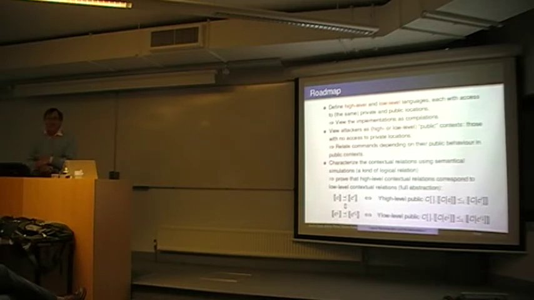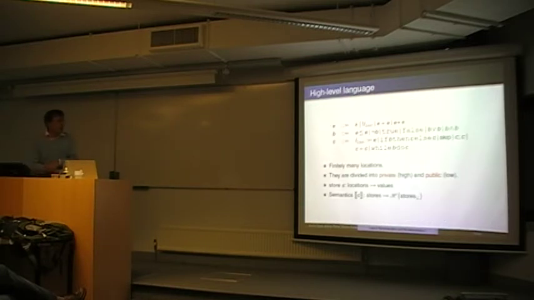Okay. So in some sense, there's little to say more. There are some important points I want to get back to, but the rest of the talk is largely carrying out that program. So here's the language: there's non-determinism, and finitely many locations. As I said, they're divided into private, high, and public, low. A store is a function from locations to values, like always. And the natural semantics for this is just the Hoare powerdomain semantics, which maps stores into lower subsets of stores.